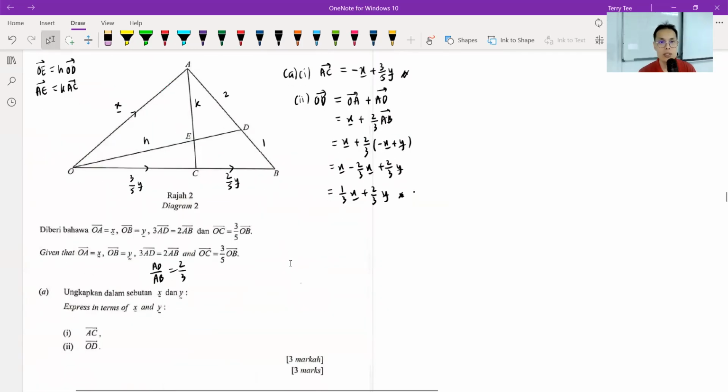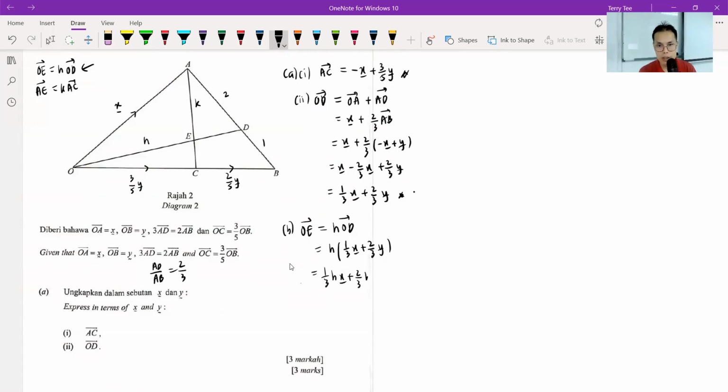If you use OE in terms of H, let me do it here. OE in terms of H means I must use this one, HOD. Now, I already got OD from the first part. This is 1 over 3X and 2 over 3Y. So this is 1 over 3HX plus 2 over 3HY.